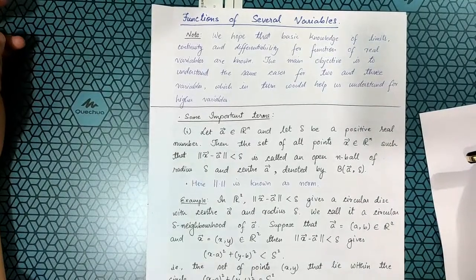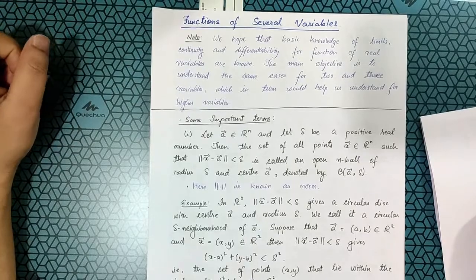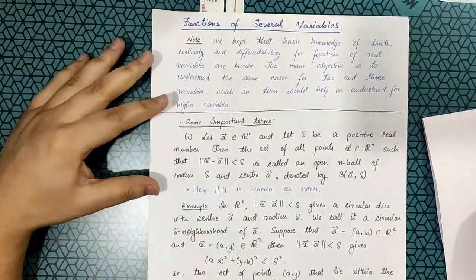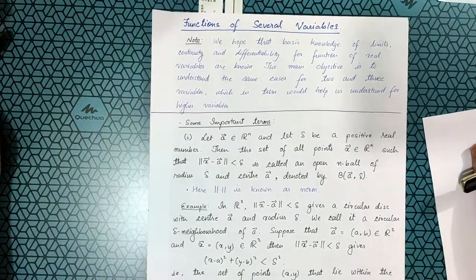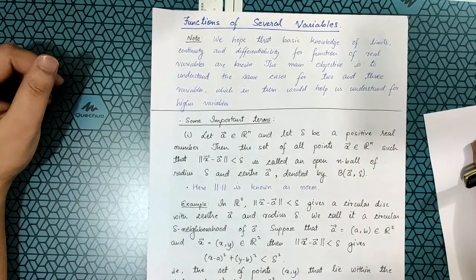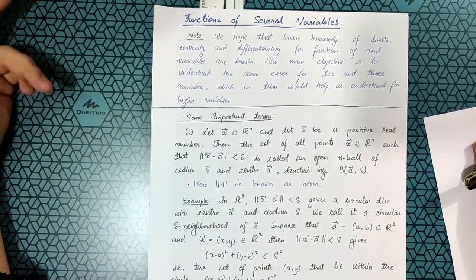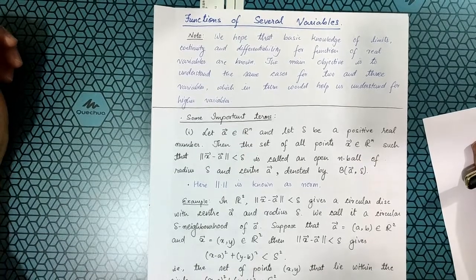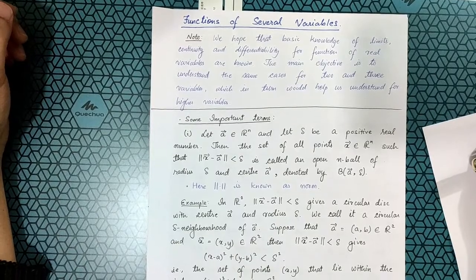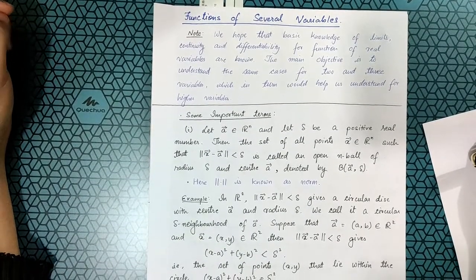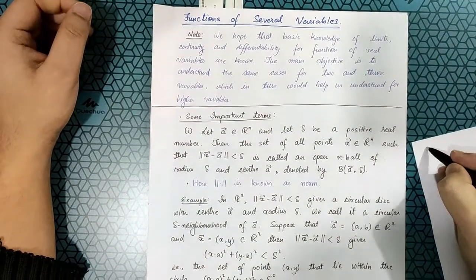So from today I'm going to start with my lecture on function of several variables. The main objective of this lecture is to understand limits, continuity and differentiability of function of more than one variable. Basically we'll be taking into consideration only two variables and sometimes three variables. So before starting with limits, we need to understand some definitions. The first definition that we need to understand is open ball.